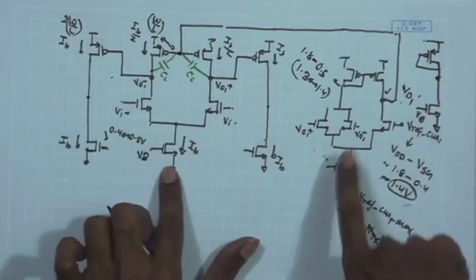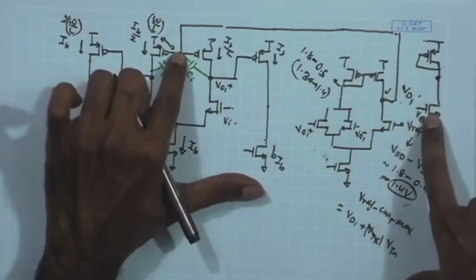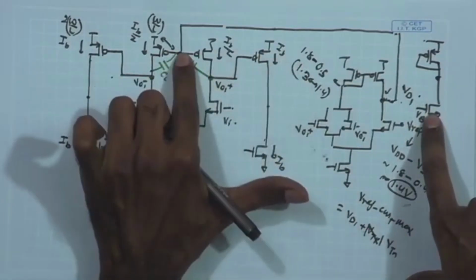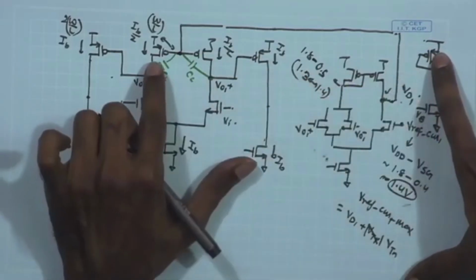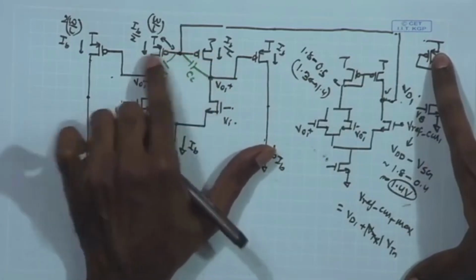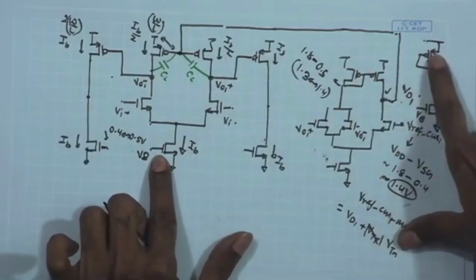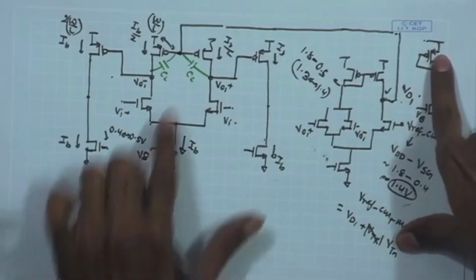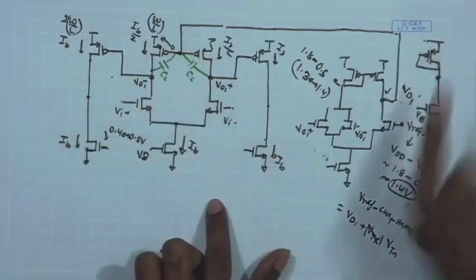So, if you are keeping these two devices same, then in order to get the same Vg as this device, I also need to keep the size of this device twice that of the individual device, because these individual devices are carrying IB by 2, IB by 2, and if I am keeping these two same, then the diode connected MOSFET over here should be double the size of these individual devices, because this together will be carrying IB.